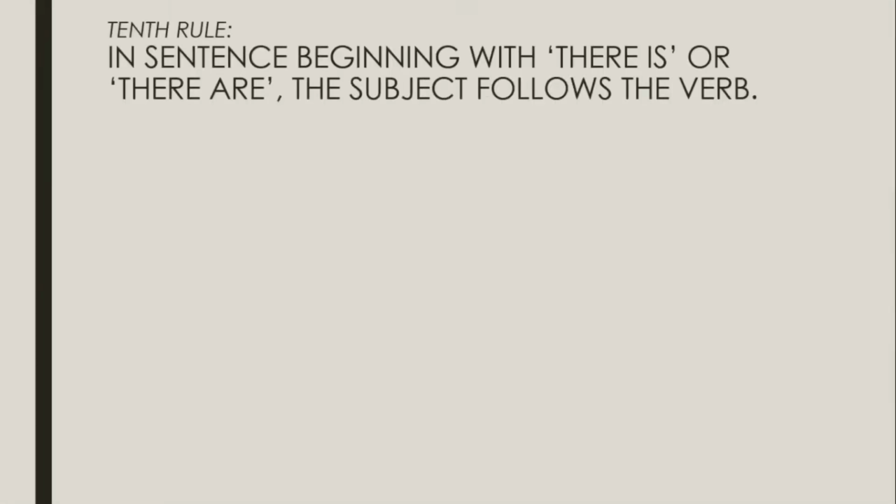Our 10th rule, in sentences beginning with there is or there are, the subject follows the verb. So you need to remember that even though we have the words there is and there are, they are not considered as the subject of the sentence, but instead the subject of the sentence follows the verb.